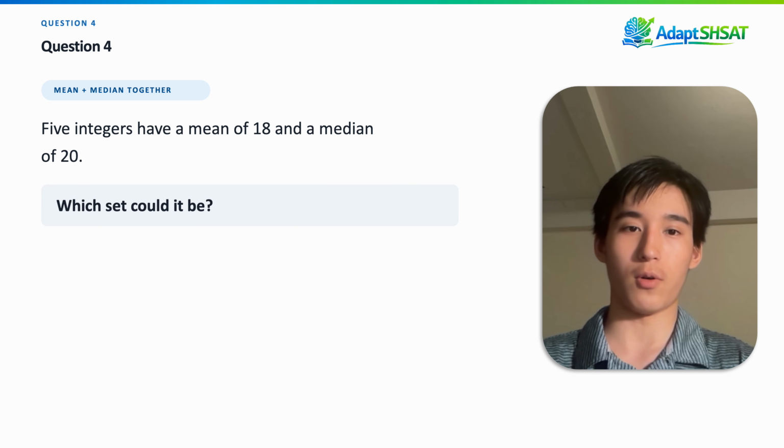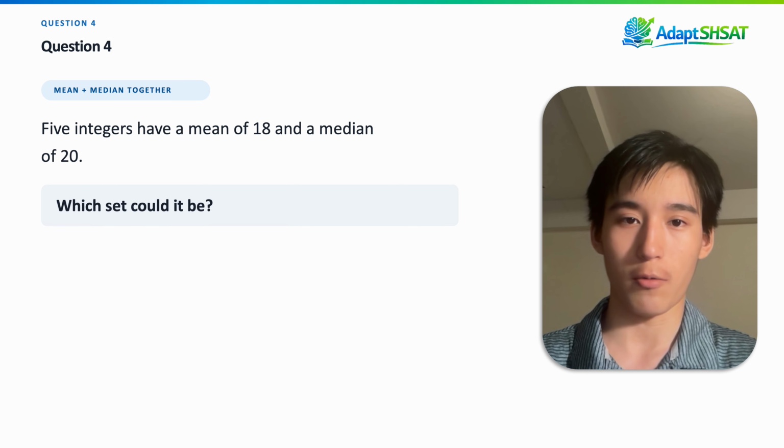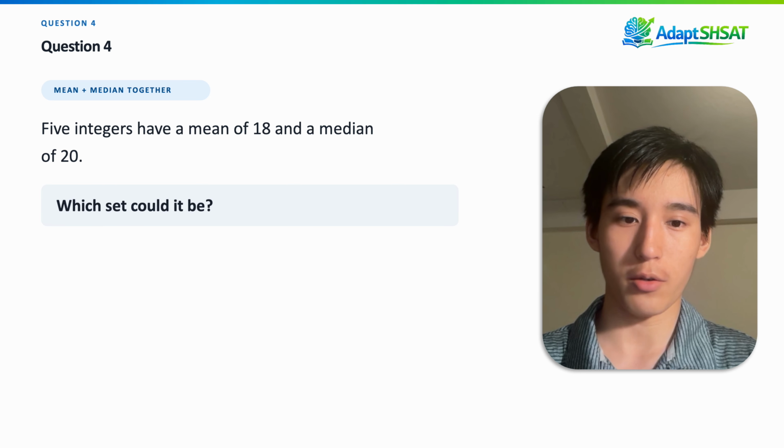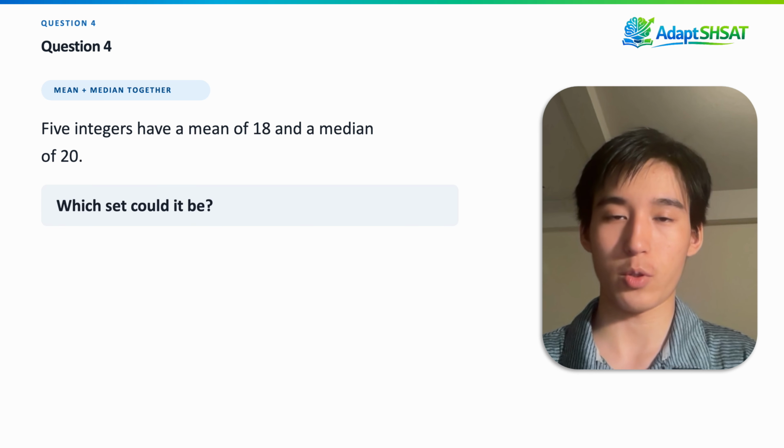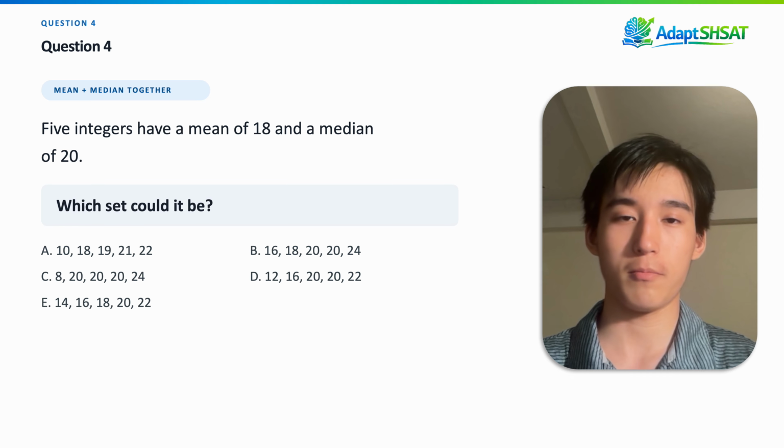Okay, this is question 4. So we have 5 integers that have a mean of 18 and a median of 20, and which set works? So there are 2 conditions here. Both of them have to be true at the same time. So here are your choices, and feel free to pause it.